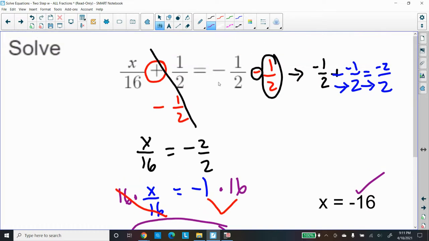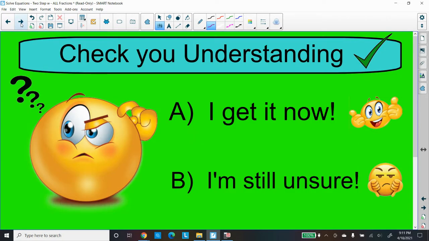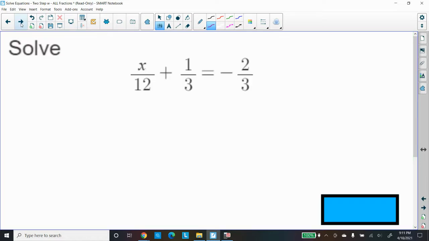So if you got that right, great. If you did not get it right, watch the video again. Check your answers. Write your questions down, and we'll practice some more to make sure you get it. So here's another question for you. x over 12 plus 1/3 is equal to -2/3. So see if you can get that one. Pause the tape for a second and see if you get it.